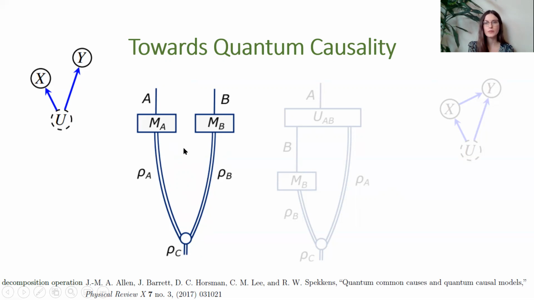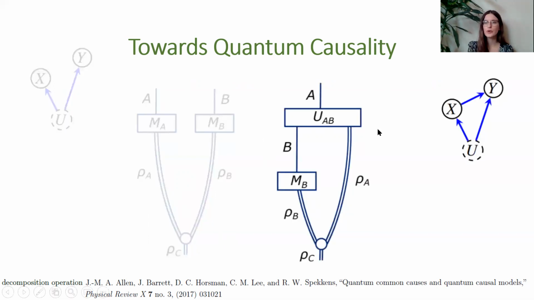Then what Alice and Bob do is that they perform some measurements and they output classical variables A and B. So in this protocol, what we get at the end is a probability distribution over A and B. But just remember that what we had at the beginning is not a classical common cause, but a quantum one.